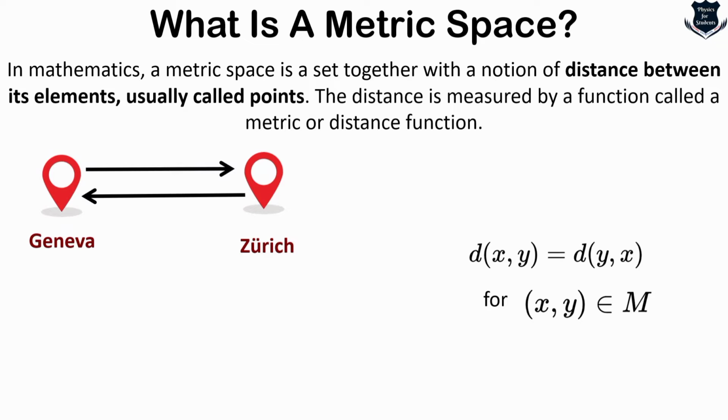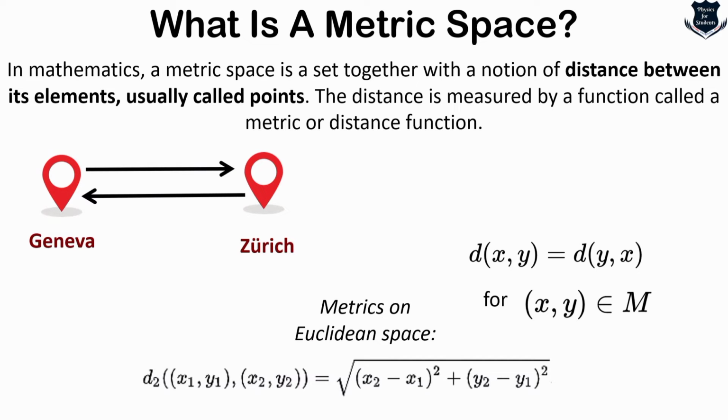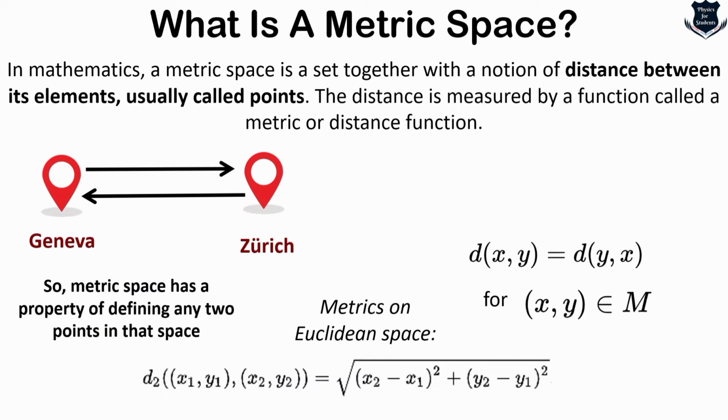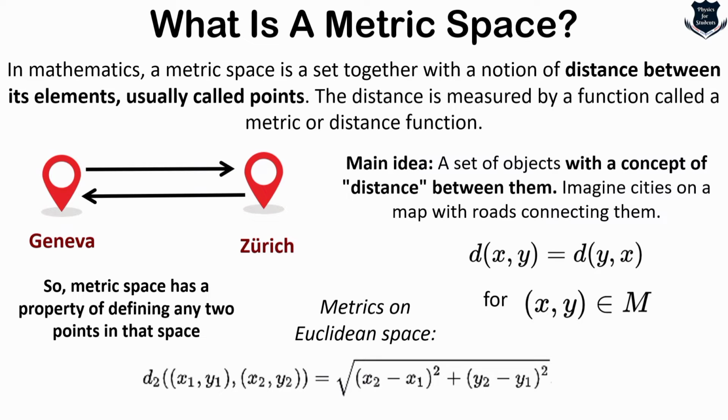That is what is called a metric space, where we use a metric, the distance function, which is D. That is why I have shown here that for X, Y which belong to M, which is a set, metrics on Euclidean spaces are calculated using this rule. So a metric space has a property of defining the distance between any two points in that space. What is the main idea? The main idea is the concept of distance between them.